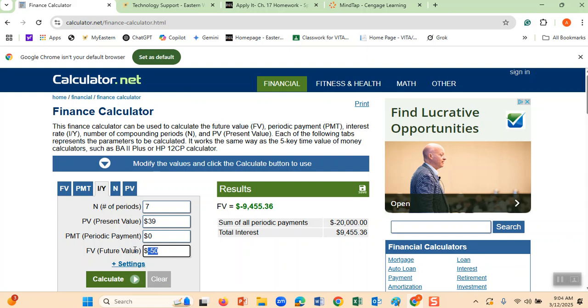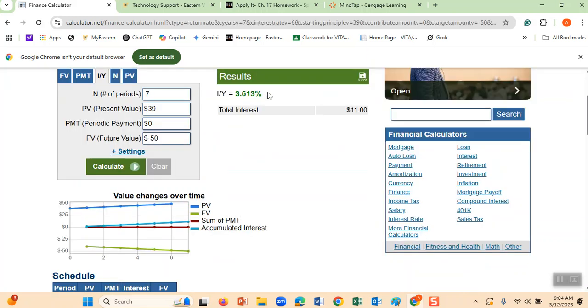Even if the money is in the hands of the manager, this is the money that should come to you. Here, the money that went from you to the manager was positive. The money that from the manager comes to you should be negative. And now I click calculate. Do you see? Therefore, it is the interest 3.61. That is the interest that you get.